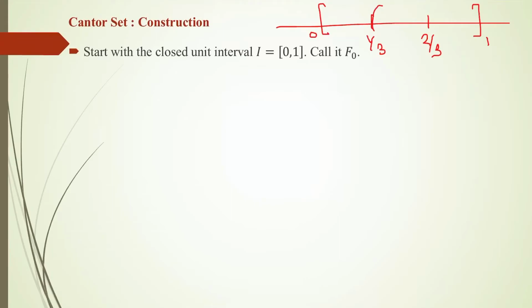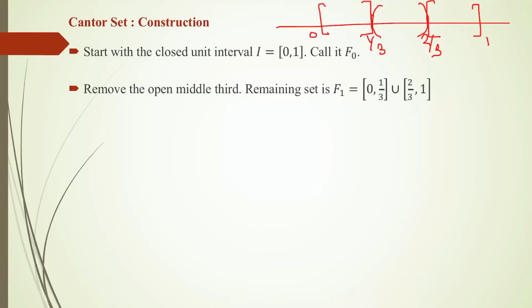Remove the open interval (1/3, 2/3) from this. So what remains is closed interval [0, 1/3] union closed interval [2/3, 1]. We will call this set F1.